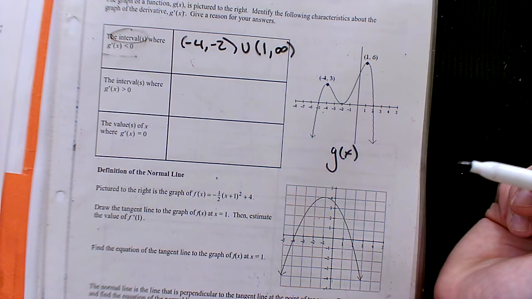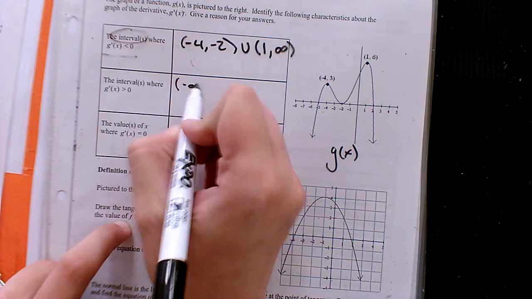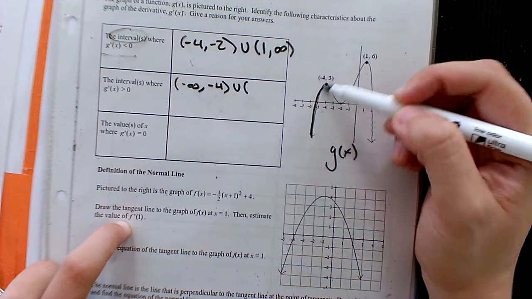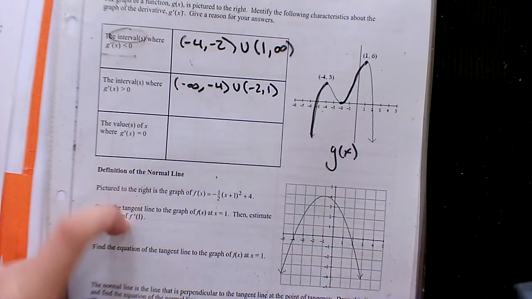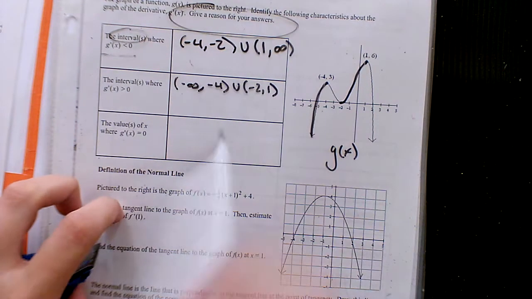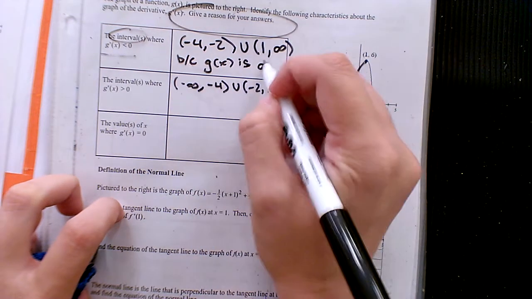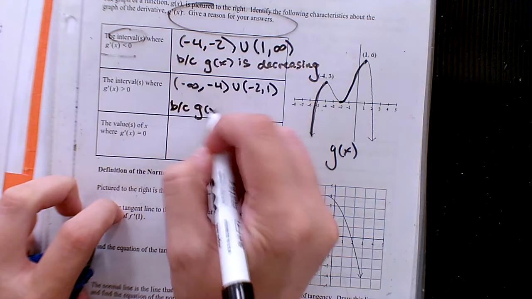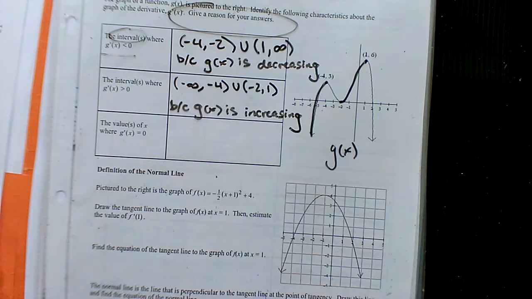What do we think? Increasing. So let's go ahead and give those intervals. So this little piece is definitely going up. -2 to 1. Perfect. It also says give reasons for your answer. So for the first one, we'll say because g of x is decreasing, and for the last one we just did, because g of x is increasing. They wanted a reason, so we'll give it to them.